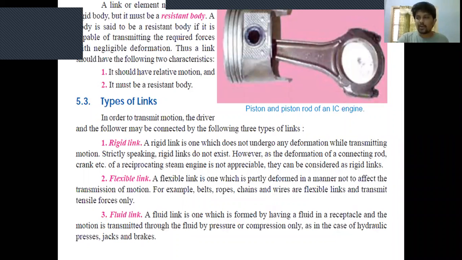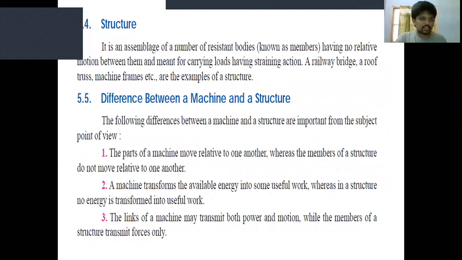And for a link to be called a link, we should find out two things: it should have relative motion, and it should be a resisting body, need not be a rigid body. Right? Next, what is the basic difference between a structure and a machine? A machine is something where you give some energy and you have some work output. Take a fan, a refrigerator, any AC or any TV: you use some kind of energy and we are expecting some output of work from it.